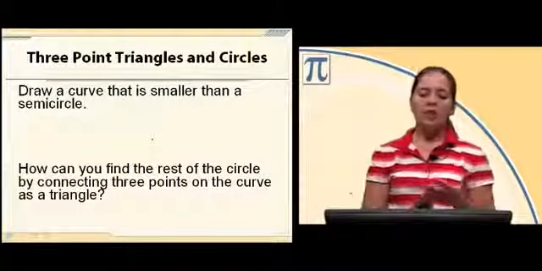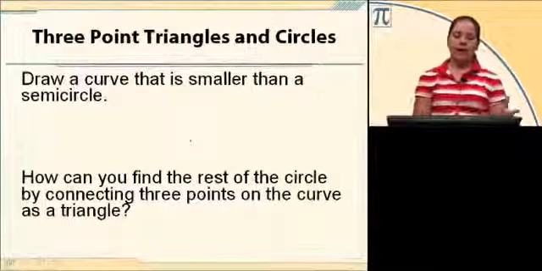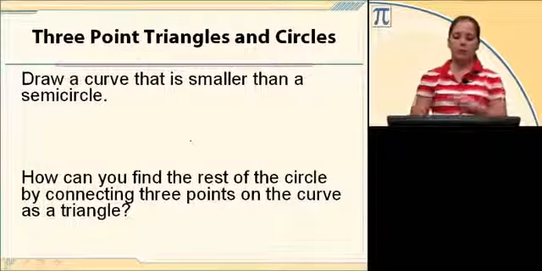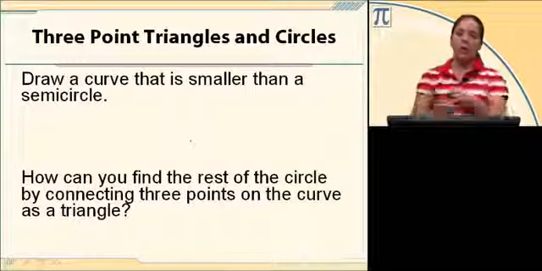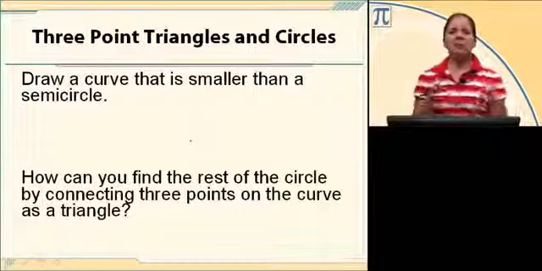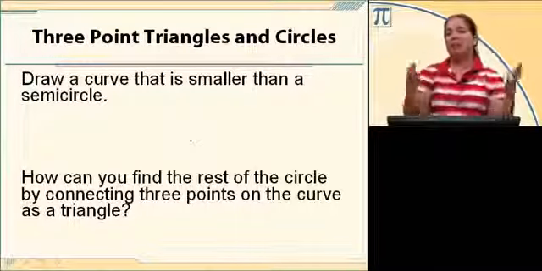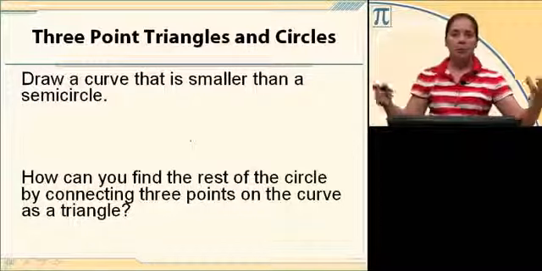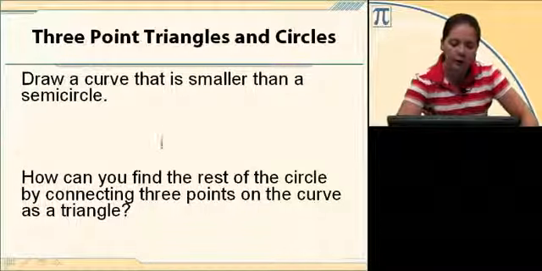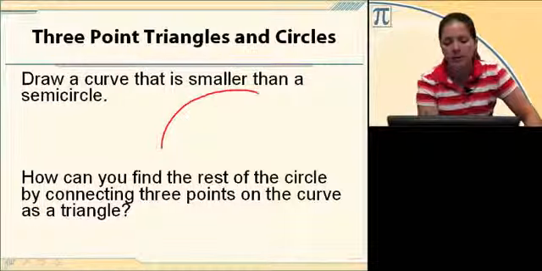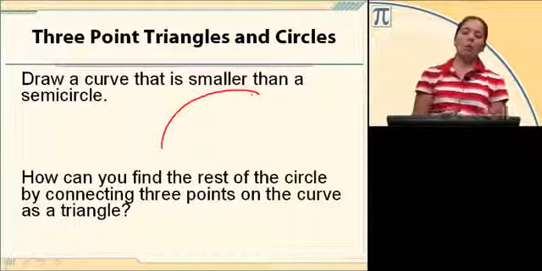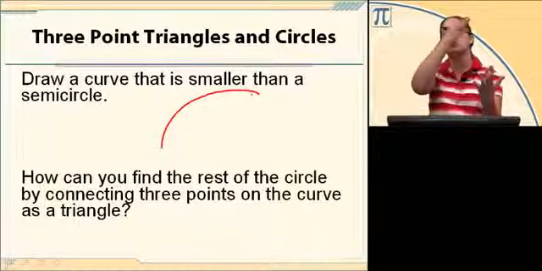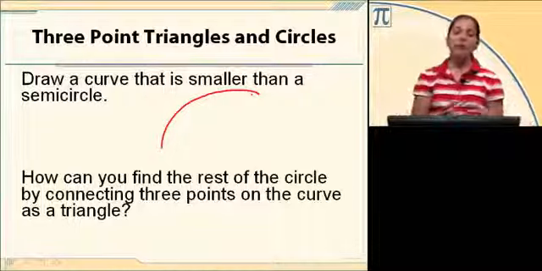Draw a curve that's smaller than a semicircle. How will you find the rest of the circle by connecting 3 points on a curve as a triangle? Okay, sometimes archaeologists will find a piece of a plate or a piece of a platter and they know it's circular, but they want to know how big the actual item is. So what we can do, we've got a curve that's smaller than a semicircle. Semicircle would be half. So this is part of it.